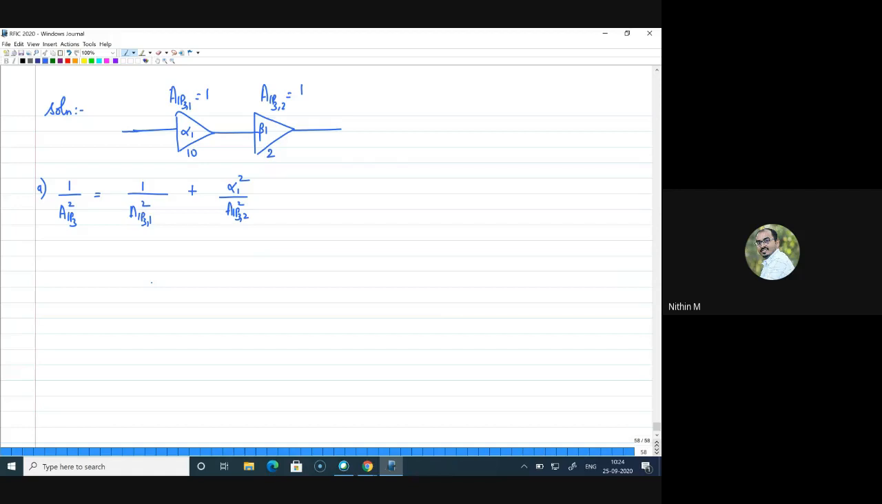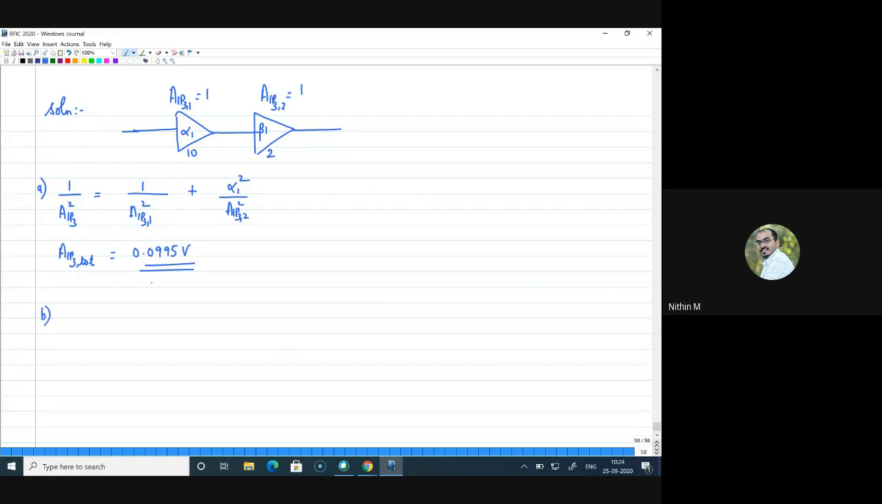You can directly apply the values. AIP3 1 is there, AIP3 2 is there, alpha 1. Here beta 1 is not required, so alpha 1 is there. So you can substitute that and you will get AIP3 total as 0.0995 volts. So this is for the A part.